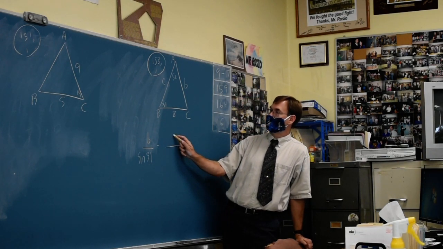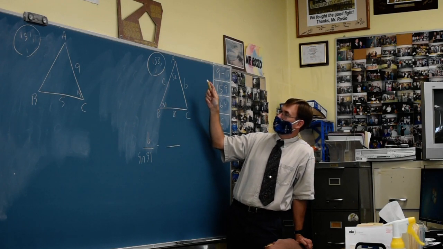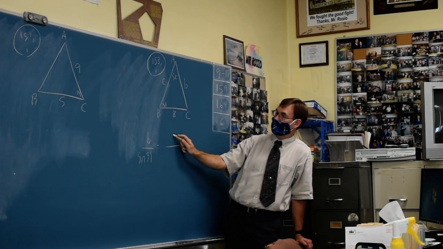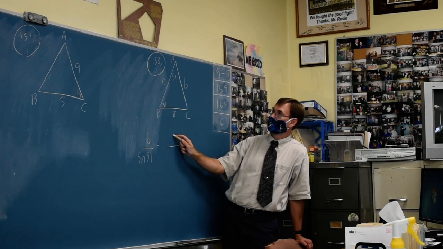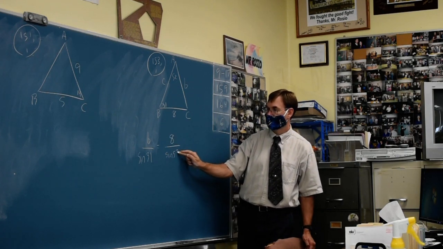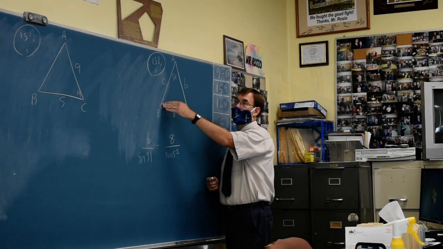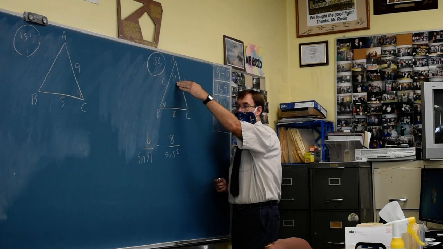Then what's the other partnership? If B is going on top of sine 31, how can we complete that with 2 more known numbers? A, which is 8. 8 on top of sine 52. Agreed. So we're going side on top of angle in the one pairing, so we need to do the side on top of the angle in the other pairing.